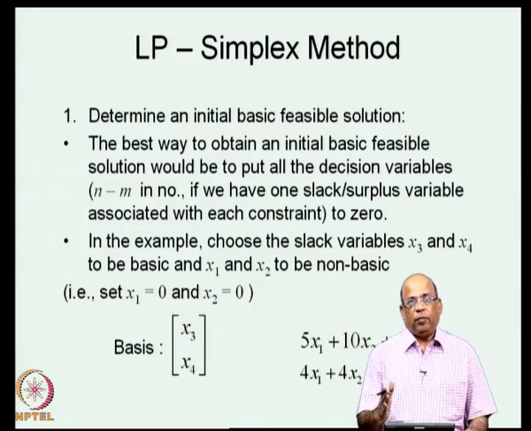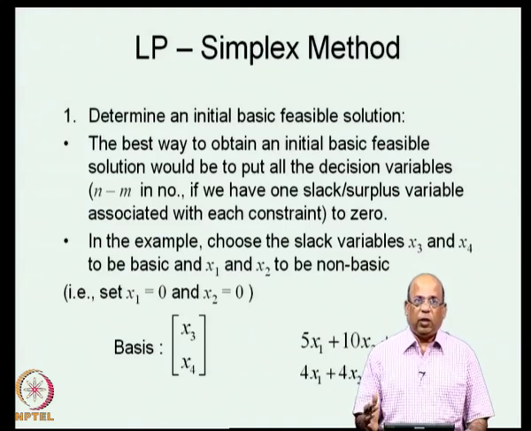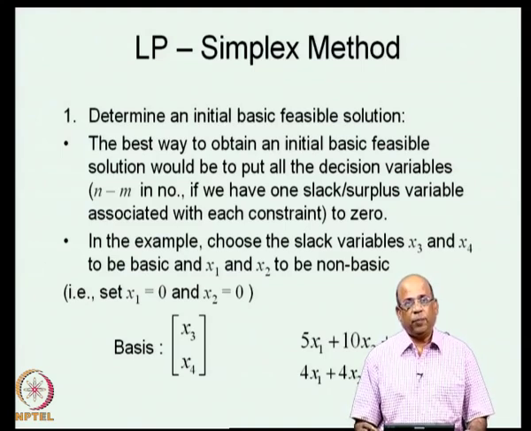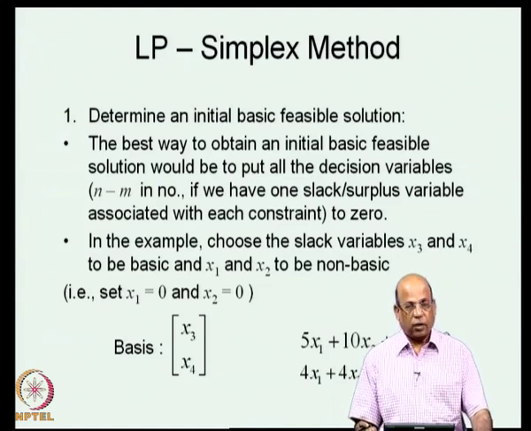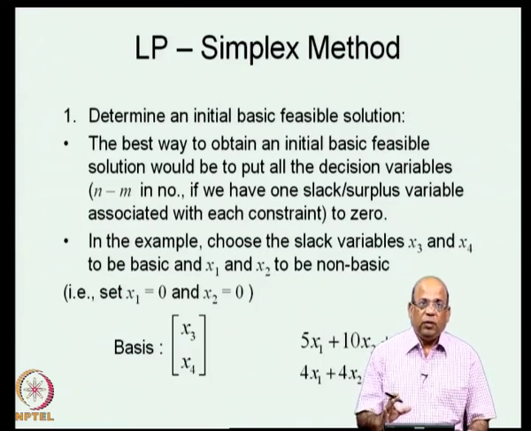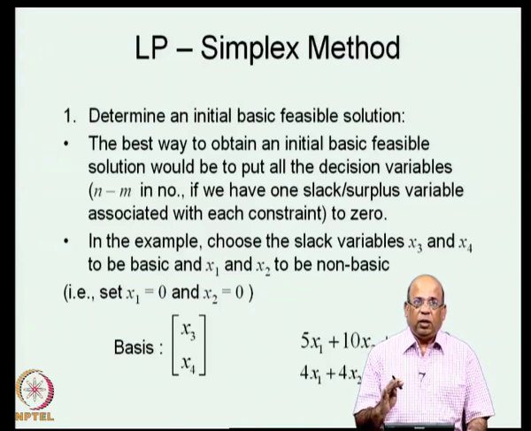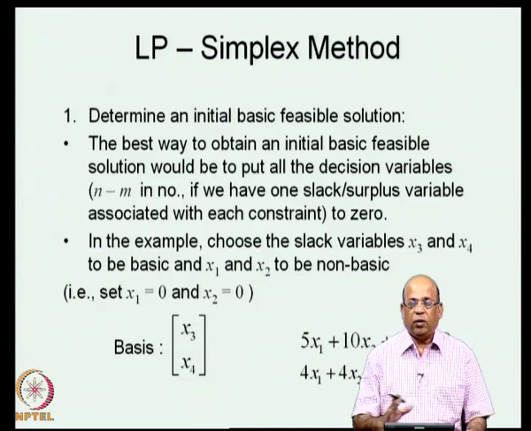In most of the problems where you have one slack variable associated with each of the constraints, the easiest way to obtain an initial basic feasible solution is to set the original variables to 0. In this particular case, the original variables were x1 and x2. So, set x1 and x2 equal to 0, which means you are essentially starting from the origin, which was point O. So, the initial basic feasible solution is obtained in most cases by setting the original variables x1 to xn to 0.